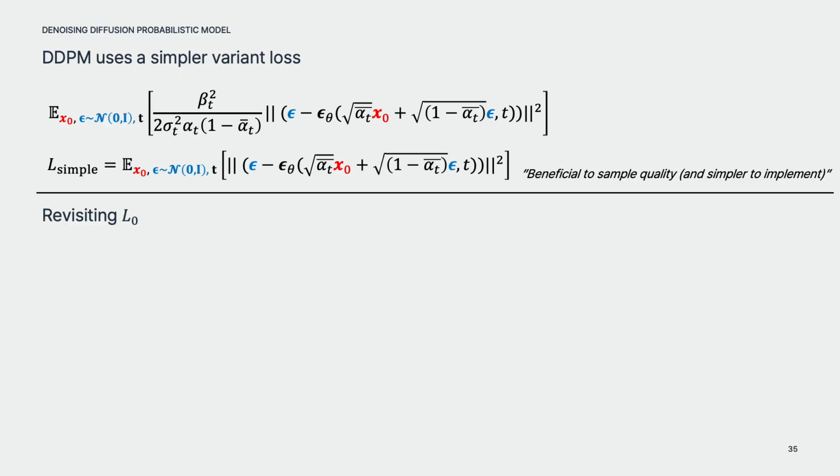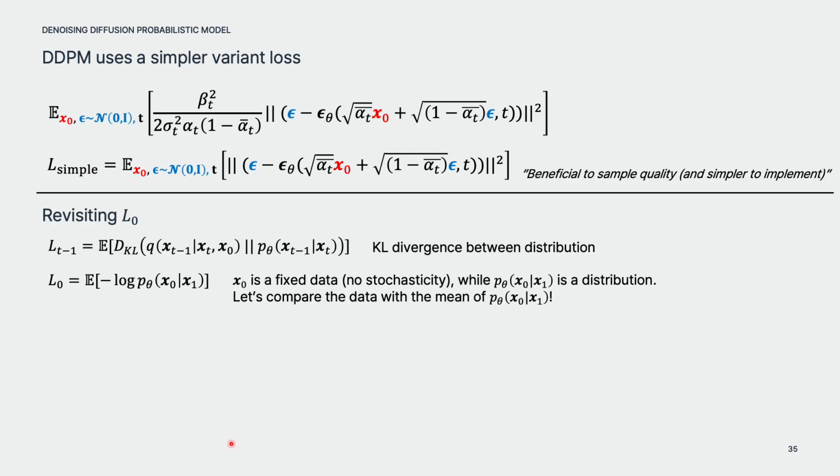And now we will revisit the L0. I've earlier said that this will be incorporated into LT-1, and we will see the details now. The problem with L0 is that there is no stochasticity in the ground truth x0. For all the other xt's, xt is given as a density, so we could calculate a KL divergence between this density and the model density. However, there is no such thing as a density of x0. There is only a single fixed point x0, which is the true data.